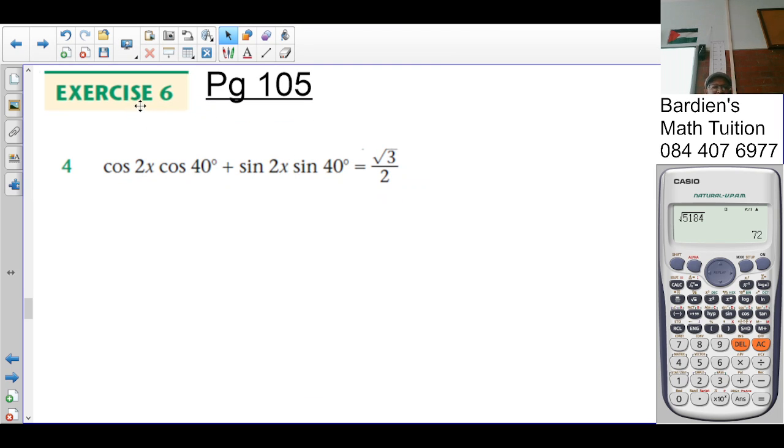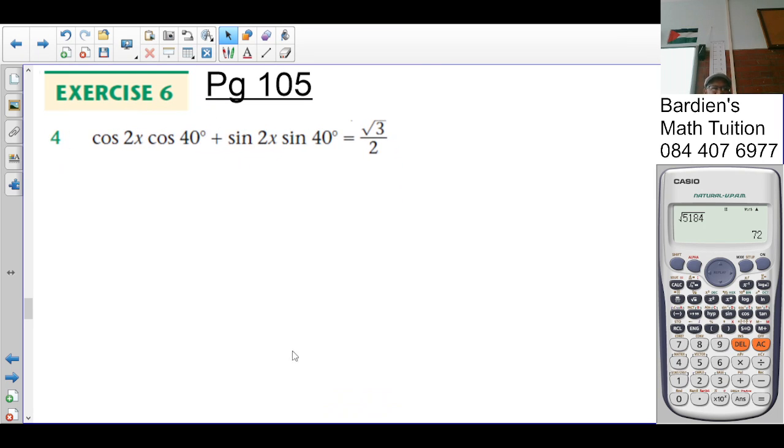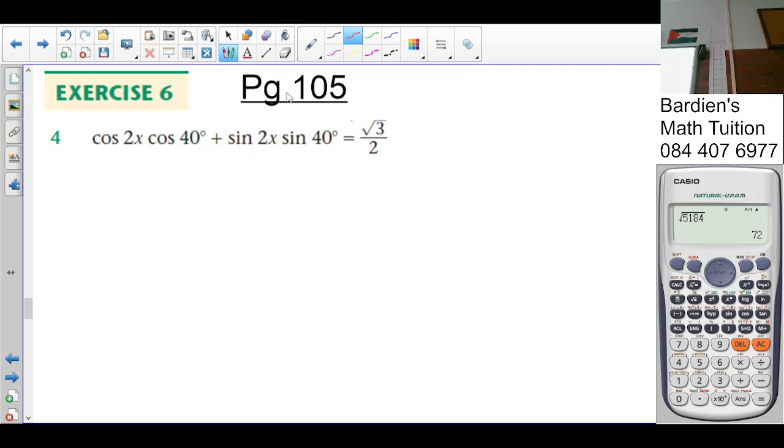Okay. So in number 4, we first get the question here. Determine the general solution for each question. Okay, so you've got cos 2x cos 40 plus sin 2x sin 40. So this is a cos cos sin sin. Alright? So which rule is this? The cos rule. So it's going to be cos of alpha minus beta equals root 3 over 2.